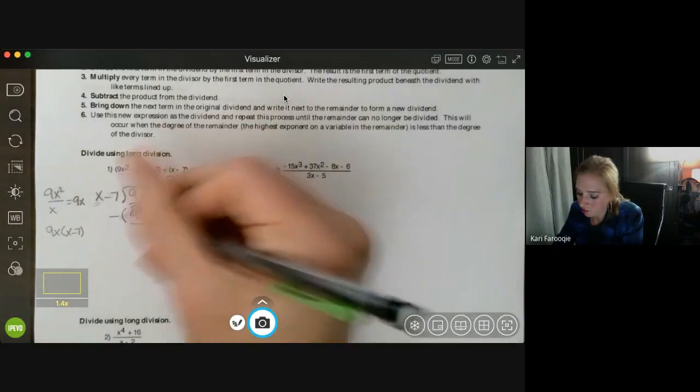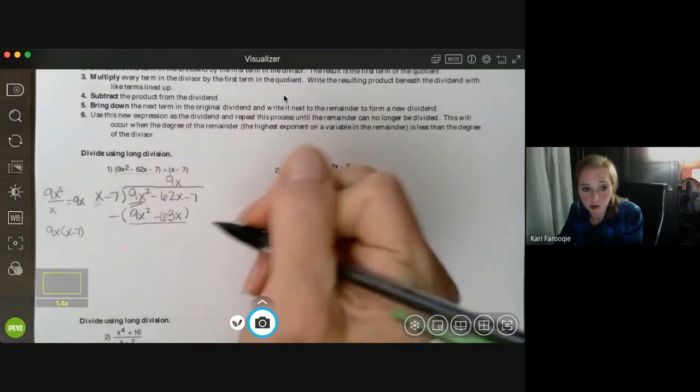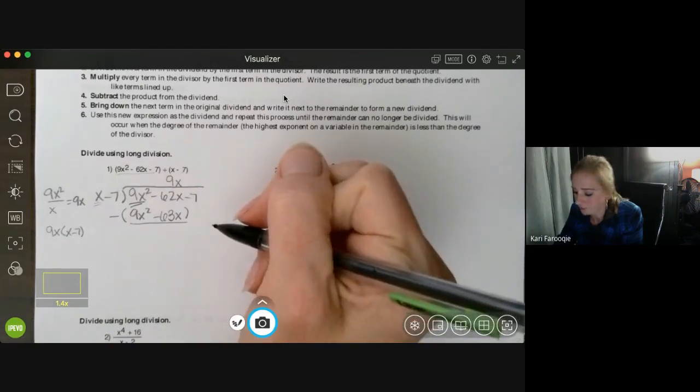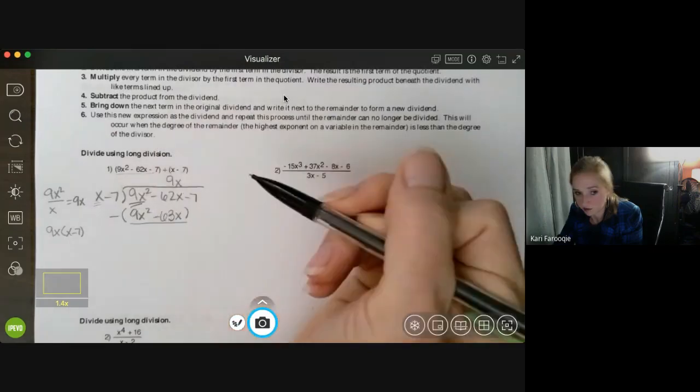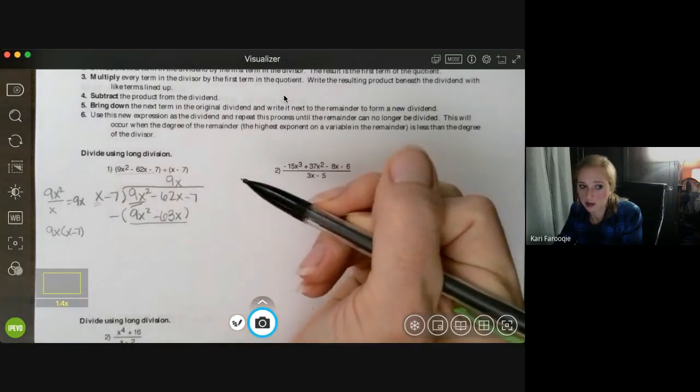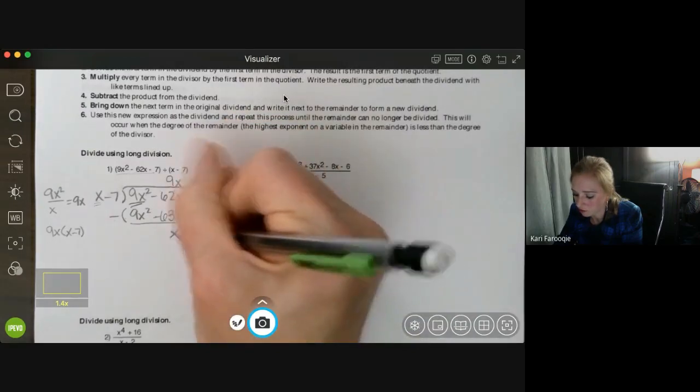All right, so 9x squared minus 9x squared is 0x squared. You don't need to include it. That will always happen if you've done this correctly. Negative 62x minus negative 63x is negative 62x plus 63x, which is just x.